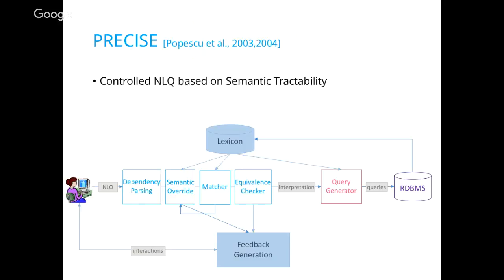First, it will do dependency parsing, and then it will identify possible parser errors and try to fix them. Then it will use the system lexicon to match and type each one of the tokens and check whether there is an equivalent interpretation. As you can see here, it will involve feedback generation whenever necessary, because there could be ambiguities that the system cannot resolve automatically. Then it will utilize the lexicon to construct the final queries.